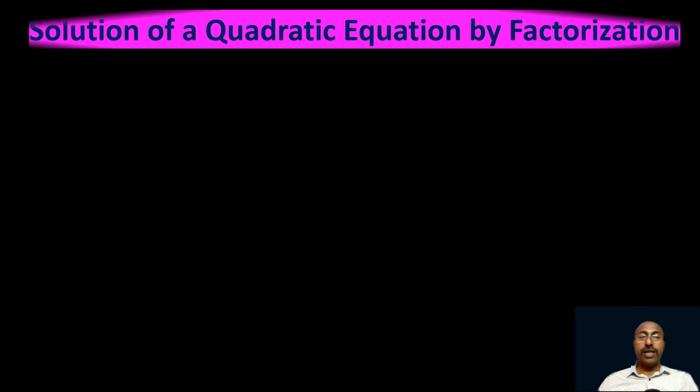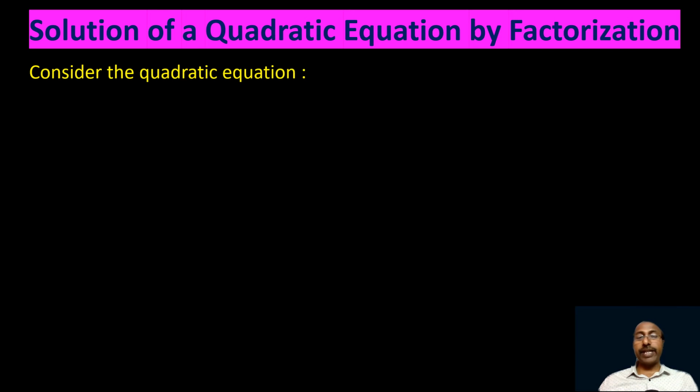And the topic is solution of a quadratic equation by factorization. That is, how to solve a quadratic equation by the factorization method. So before going to that, what is the solution of a quadratic equation? Let us know. Consider the quadratic equation x square minus 5x plus 6 equal to 0.